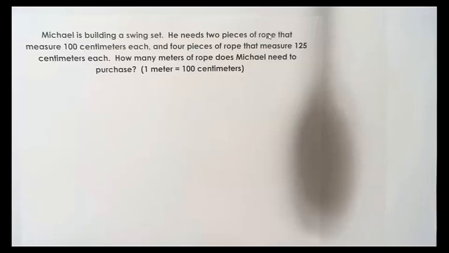Michael is building a swing set. He needs 2 pieces of rope that measure 100 centimeters each and 4 pieces of rope that measure 125 centimeters each. How many meters of rope does Michael need to purchase? So I know I need to think about what's going on in the situation. We know that Michael is building a swing set. To build the swing set, he needs lengths of rope.